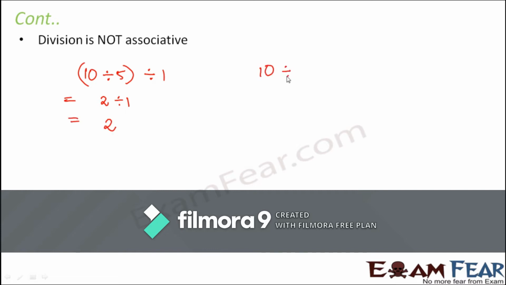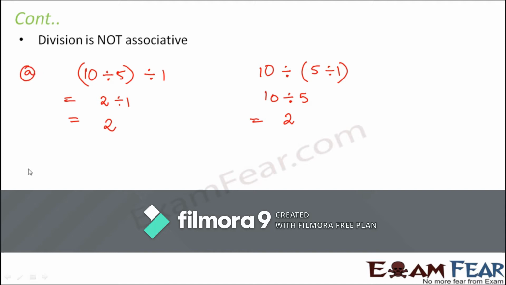Now the same thing we perform in a different order, that is 10 divided by 5 divided by 1. So what do you get? You get 10 divided by 5, so as a result you get 2. Wow, you have got the same result in both the cases. So does that mean that division is associative? What do you think? Do you want to give it a thought? Okay, let's give it a thought and let's try it out with some other example.